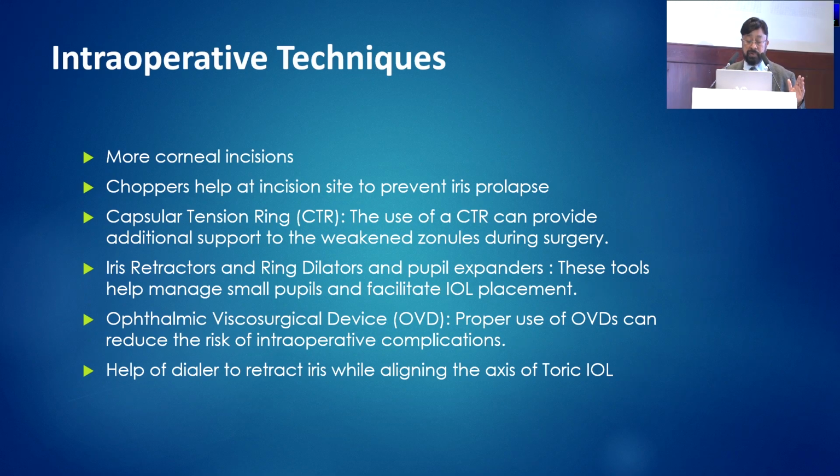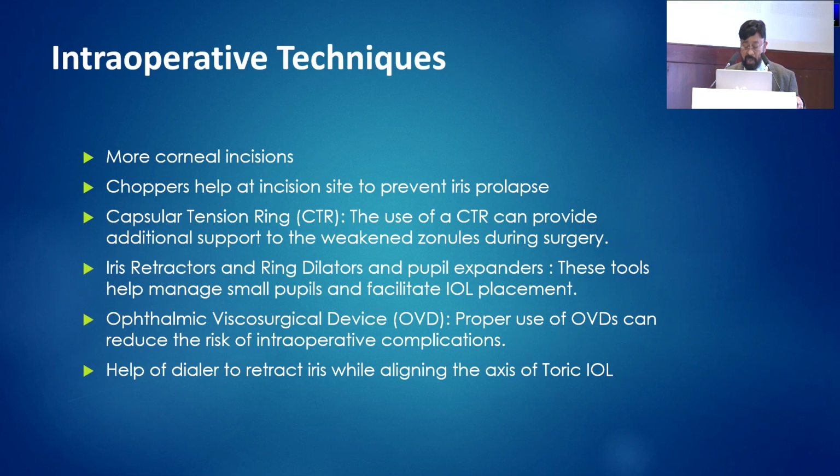The CTR should be ready, and it will give extra support, but only if there is some laxity of the zonular ligament. The iris retractors, iris dilators or pupil expanders should be kept ready, in case the pupil does not dilate fully to your satisfaction. Everybody is an expert in their own cases, but in such a case you may not be able to do it. So be ready with this.